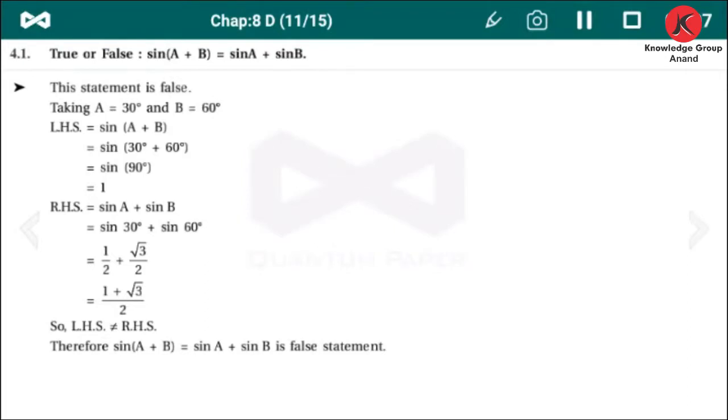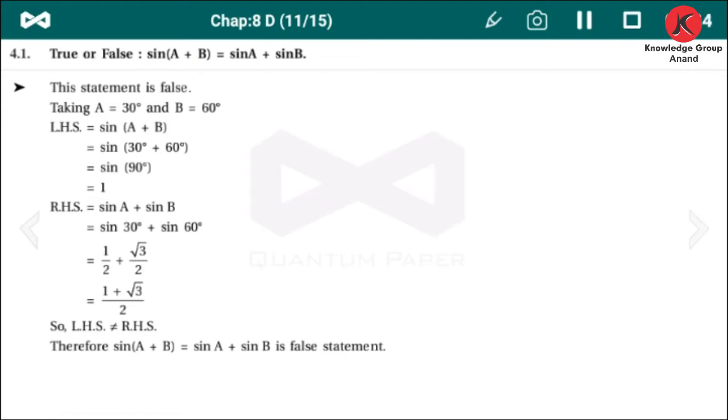Exercise 8.2, question number 4. True or false? Number 1. Sin(A + B) is equal to sin A + sin B. This statement is false.